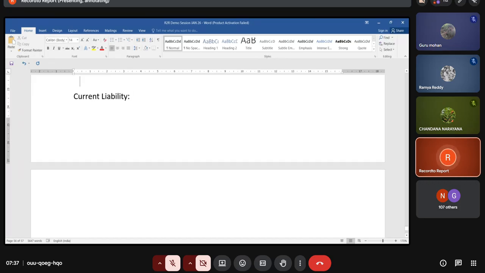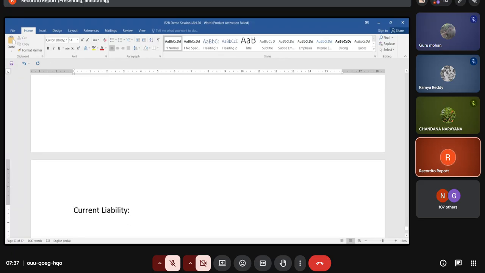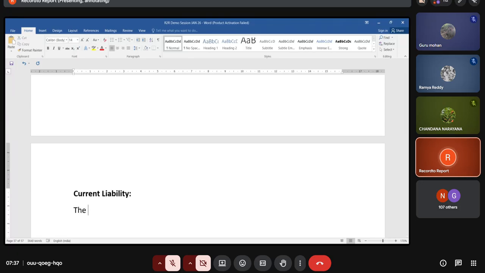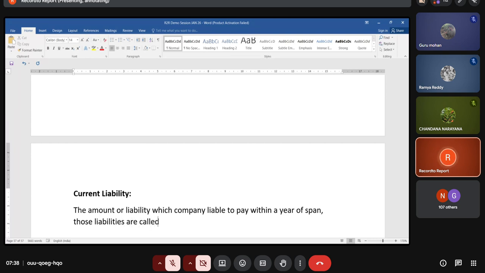What is the meaning of current liability is also a technical question. I am telling you it is shown under current liability. What is the meaning of current liability? The liability or the money which the company has to pay within 1 year. The amount or liability which the company is liable to pay within a year span. Those liabilities are called current liabilities.